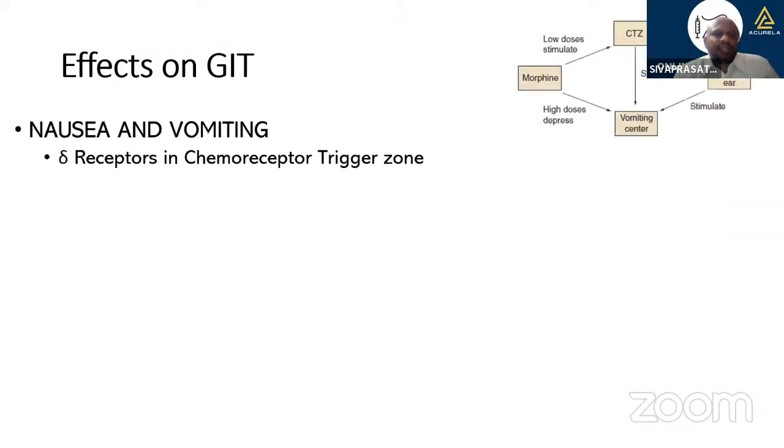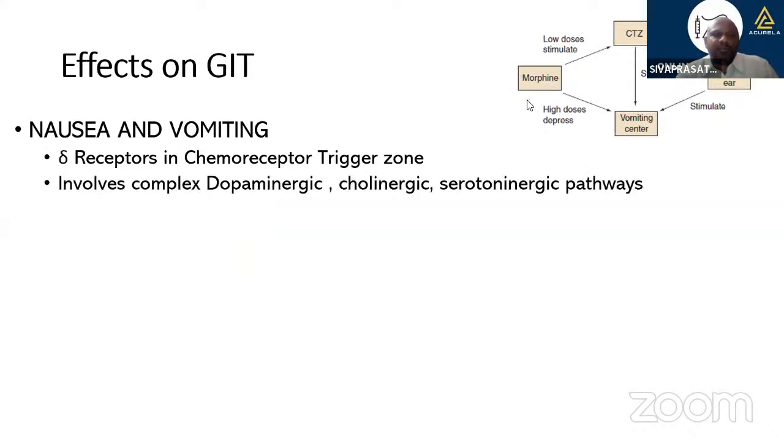Coming to effects on the GIT, the very disturbing effects. The main thing is nausea and vomiting. There are delta receptors in the chemoreceptor trigger zone located in the area postrema of the floor of the fourth ventricle. All these opioids can stimulate this chemoreceptor trigger zone and produce vomiting. And the transmission involves complex dopaminergic, cholinergic, and serotonergic pathways. That is why one drug is not useful in preventing nausea and vomiting.